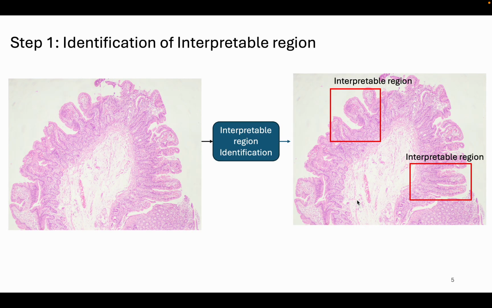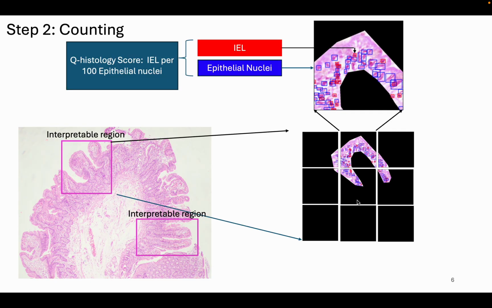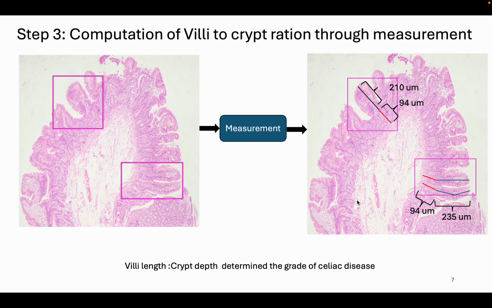There are three steps in identifying celiac disease. First one is identification of the interpretable region. The interpretable region is the region where there is a proper epithelium layer and the villi are in good state. Second one is, within the interpretable region, you identify the tip of the villi, and in the tip of the villi, you count IELs and epithelium nuclei, and you compute the Q histology score, that is, number of IELs per 100 epithelium nuclei. If the Q histology score is greater than 25, then there are chances that person is having a celiac disease.